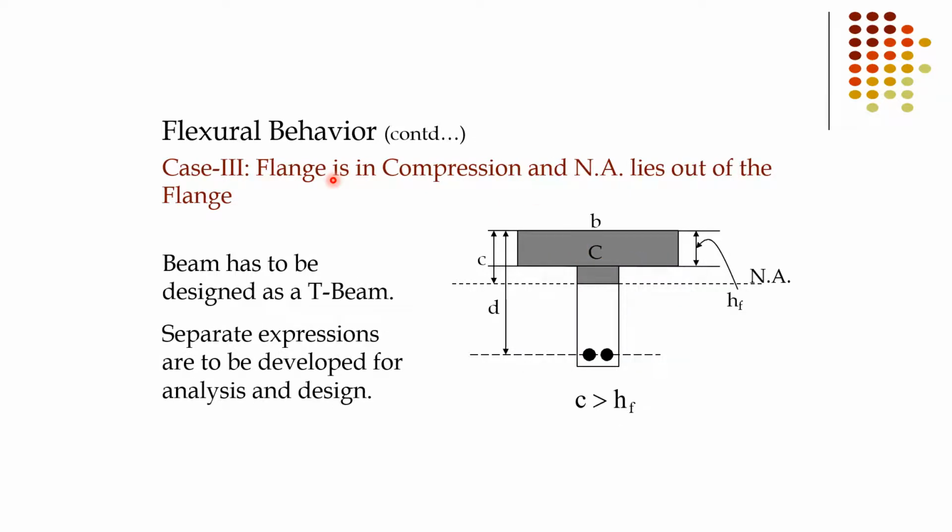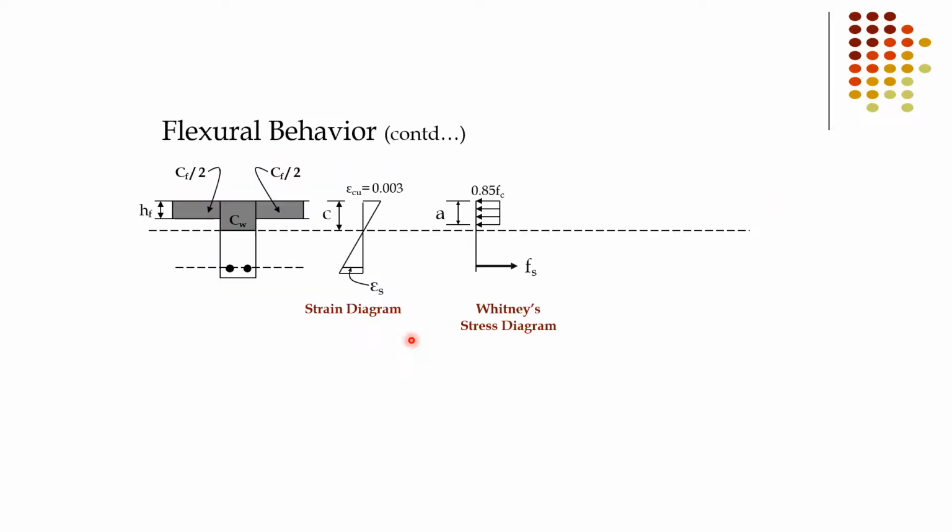Third case, case 3: flange is in compression and the neutral axis lies outside of the flange. Now you can see the neutral axis lies outside of the flange. The beam has to be designed as a T-beam. Separate expressions are to be developed for analysis and design. Means for the third case, we now have to develop the expressions for analysis and design.